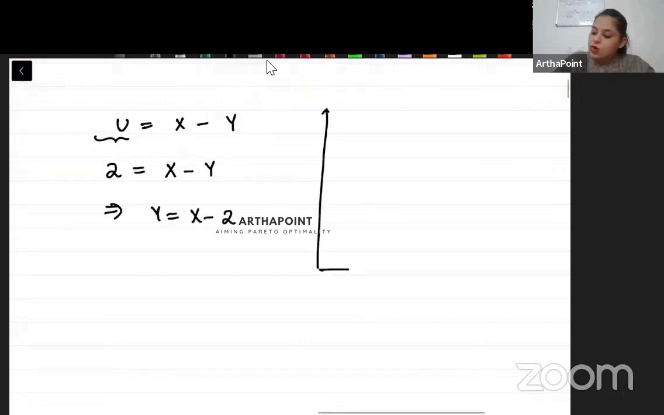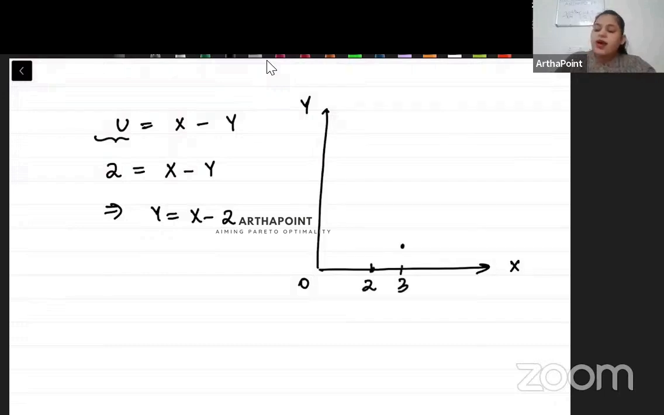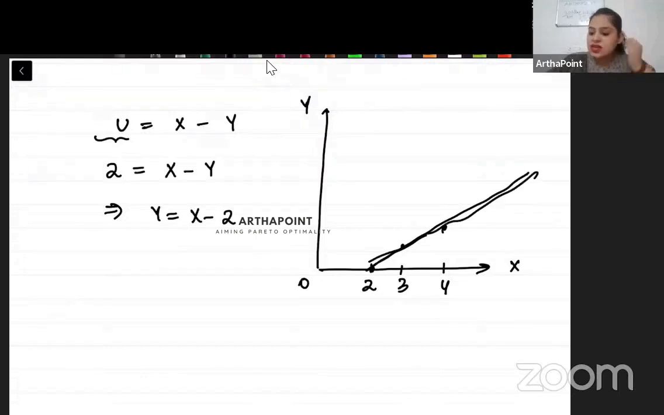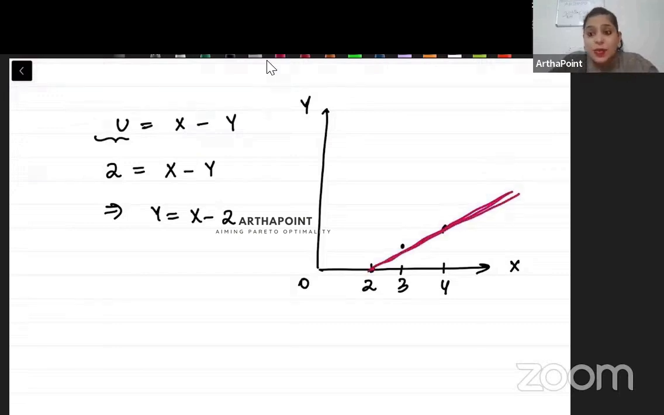So if I were to plot this indifference curve, this is x, this is y, what is going to happen? When x is 2, y is 0. When x is 3, y is 1. When x is 4, y is 2, and so on. This is an upward sloping IC. This is an upward sloping indifference curve that I have in this case. Please draw a straight line, okay? It's an upward sloping IC. So this is an excellent point that we have seen here. That's why my slope is coming positive. It's an upward sloping line.